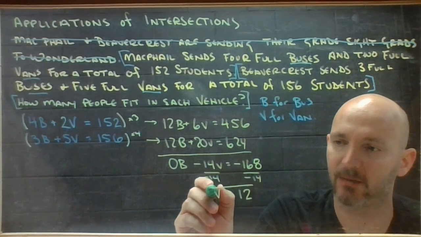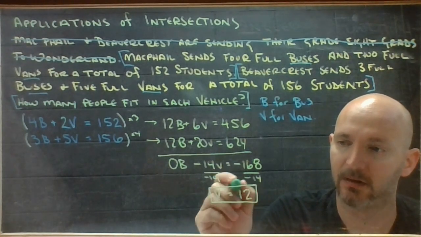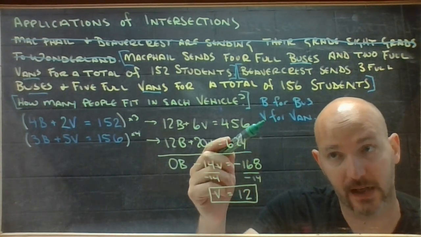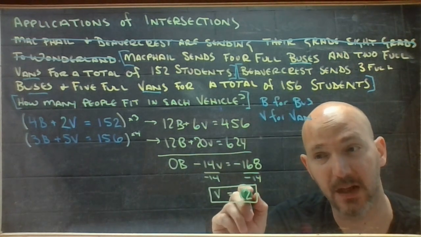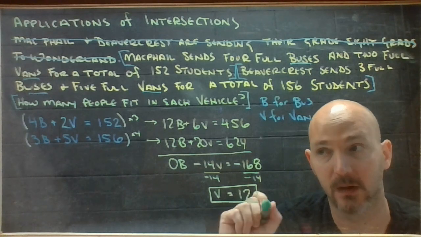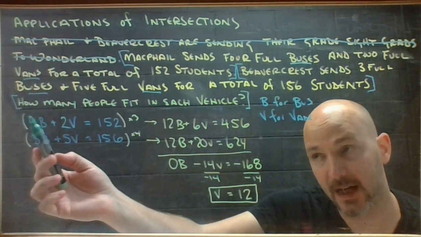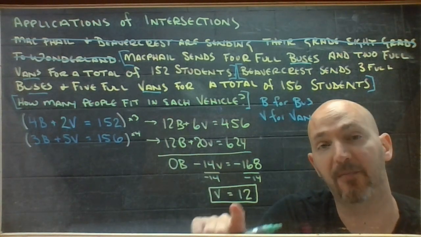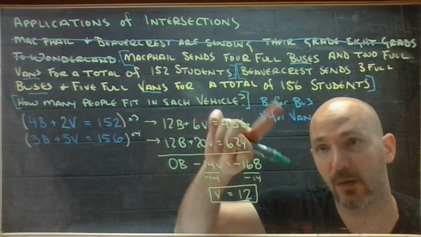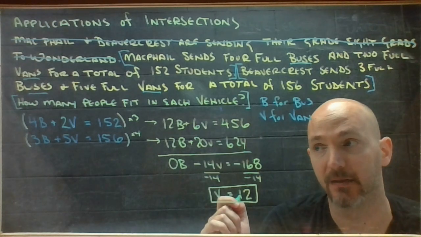Now, what does that mean? Well, earlier, I decided that V stood for vans, so that must be the number of people that fit in a van. So when I was asked how many people fit in each vehicle, well, I've got one of them. I know that 12 people fit in a van. I just don't know how many people can go in a bus yet.